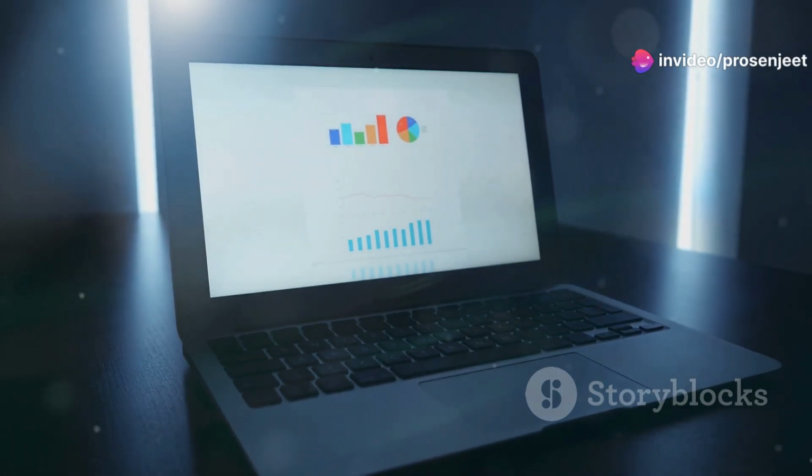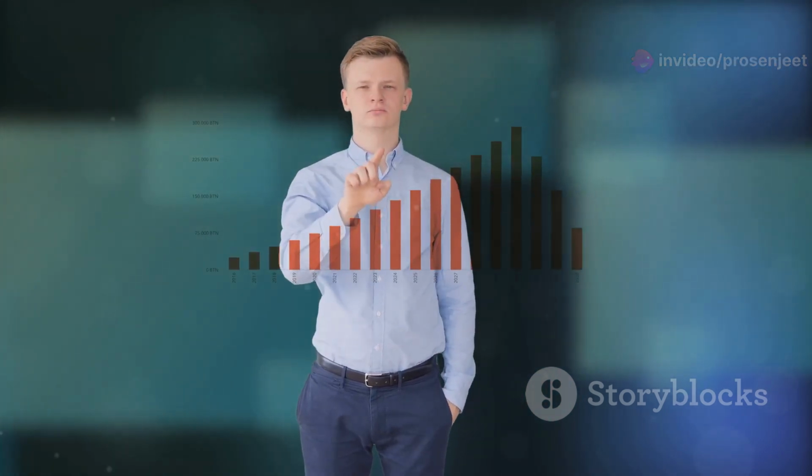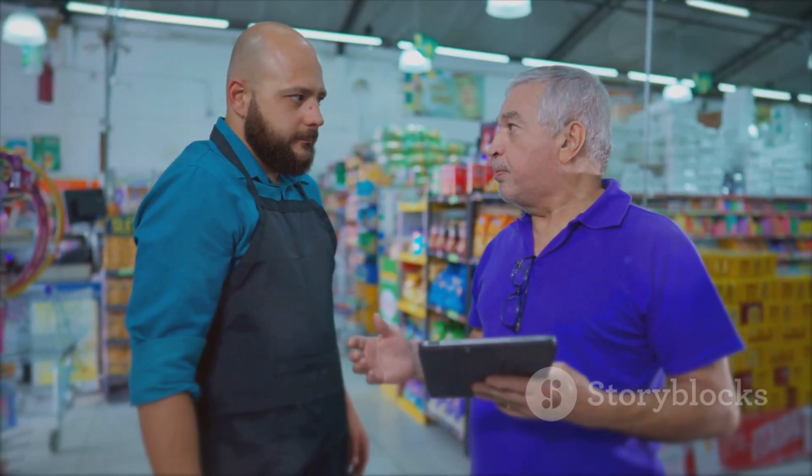Imagine you're analyzing the sales data of a store. If the mean sales per day are $500, you get an idea of typical daily sales. This helps in planning inventory and staffing.